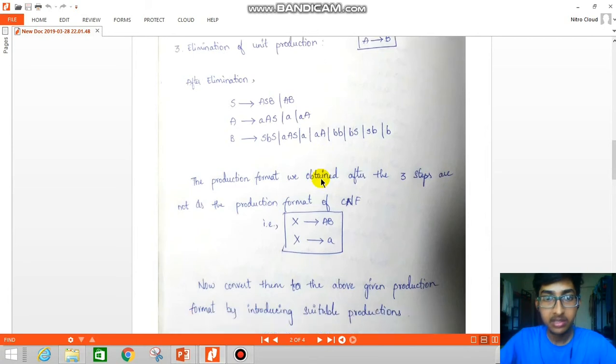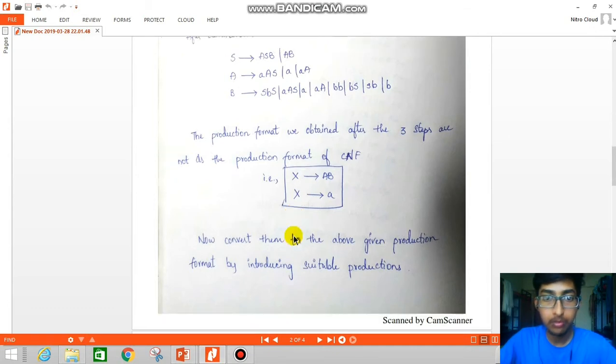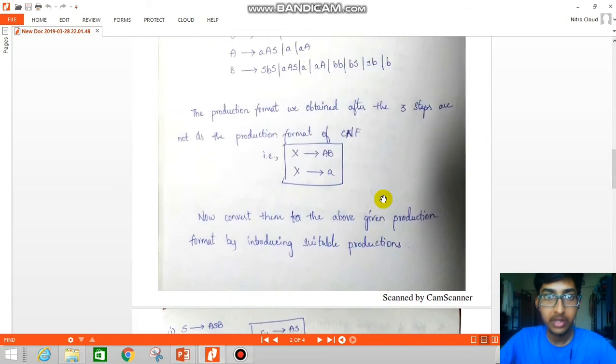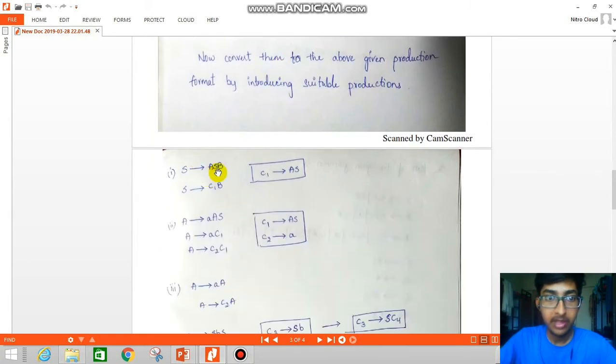We have completed the 3 steps, but here the obtained production formats are not in Chomsky normal form, which is this. So we have to convert them into Chomsky normal form by introducing suitable productions. First, we'll take S defines ASB. There should not be 3 variables. There should be only 2 variables. S should define only 2 variables as per Chomsky normal form.